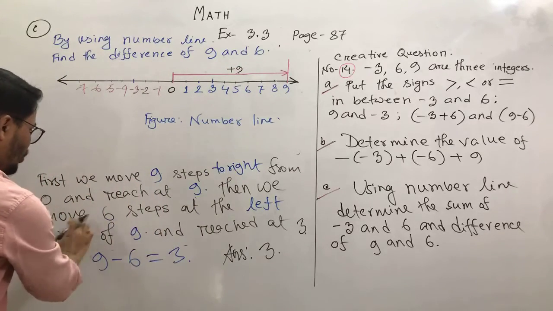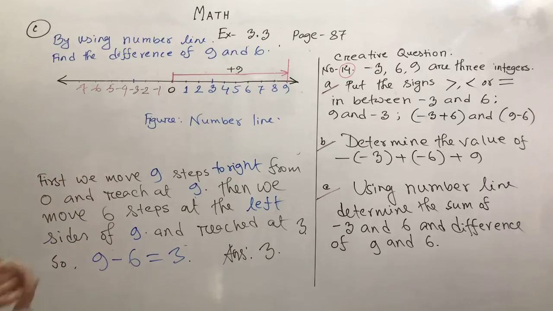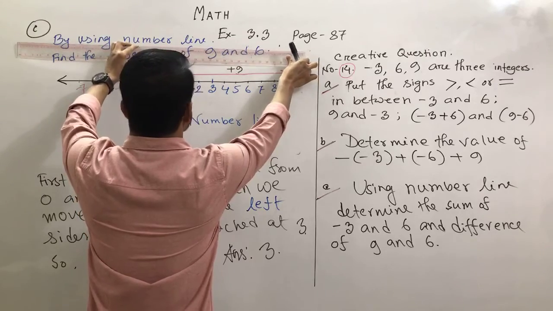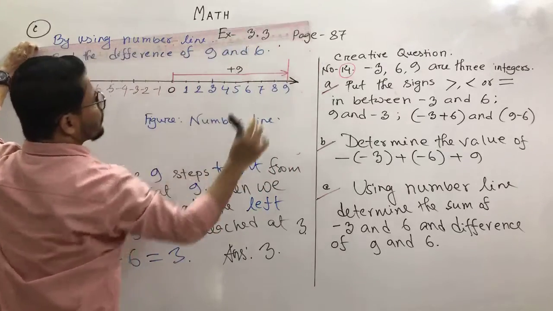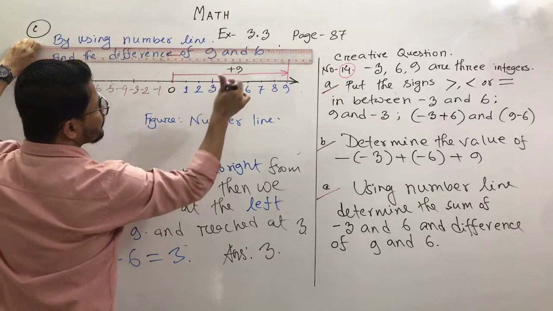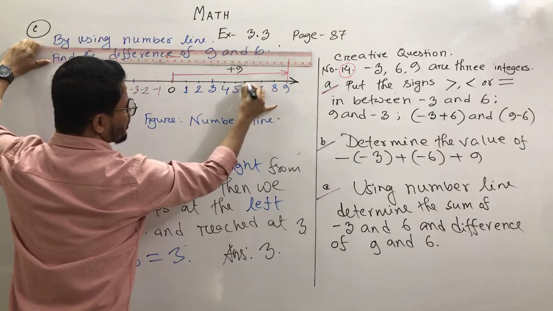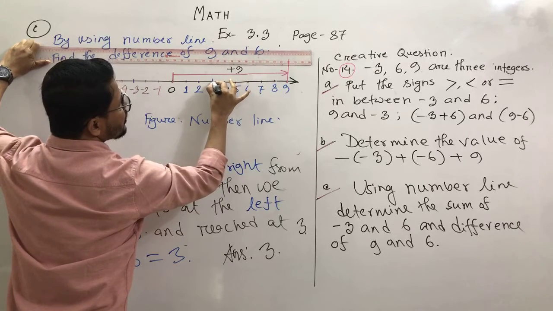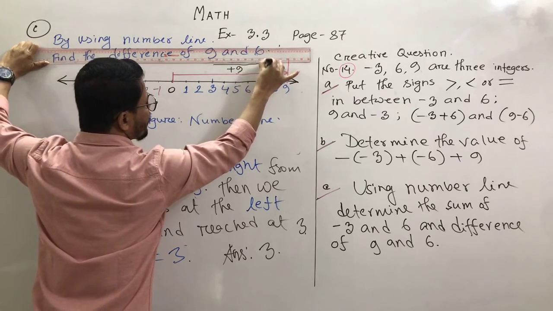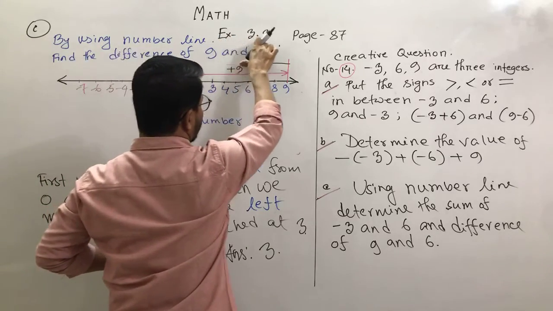Now we move 6 steps. Then we move the 6 steps: 1 step, 2 step, 3 step, 4, 5, 6. Then if we move to the 6th step, this does not look so good.